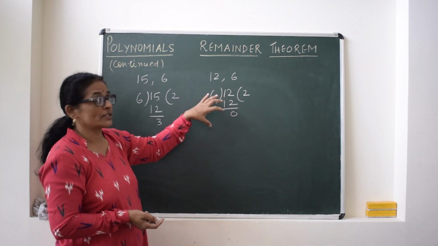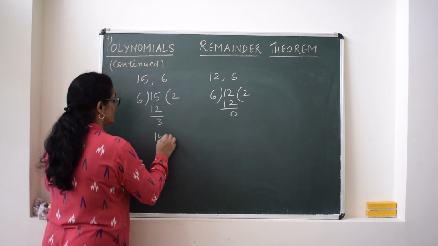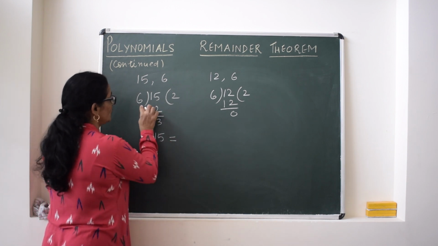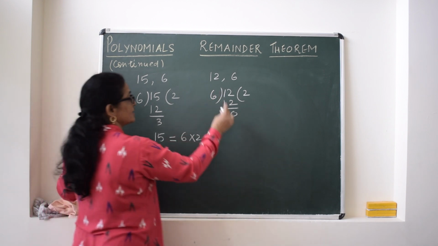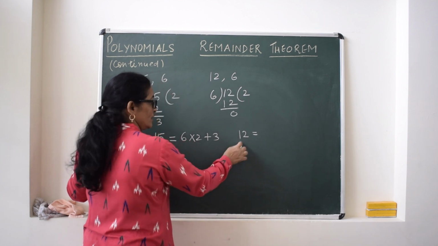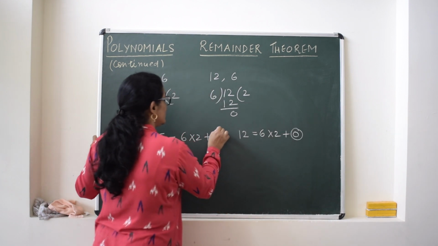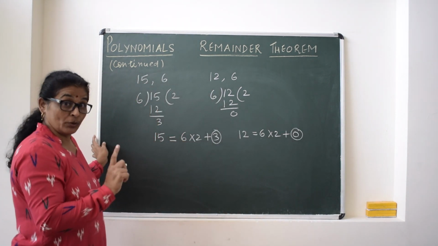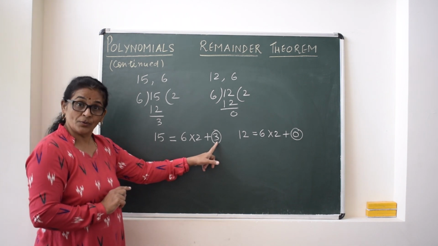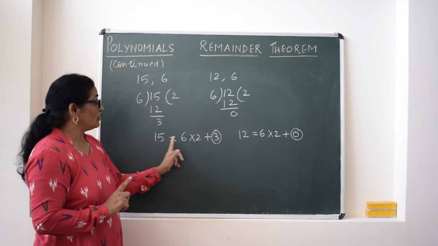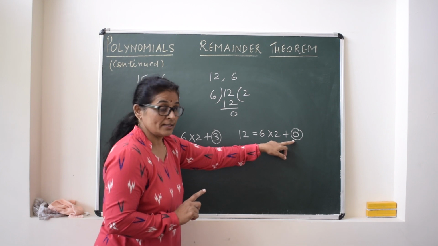This full process can be written by one rule. That rule is: dividend is equal to divisor into quotient plus remainder. In this case, it will be dividend is equal to divisor into quotient plus remainder. This remainder is deciding about the factors and multiples. Meaning if this is 0, then only the dividend will be a multiple of the divisor and quotient. Okay, so we have seen this.